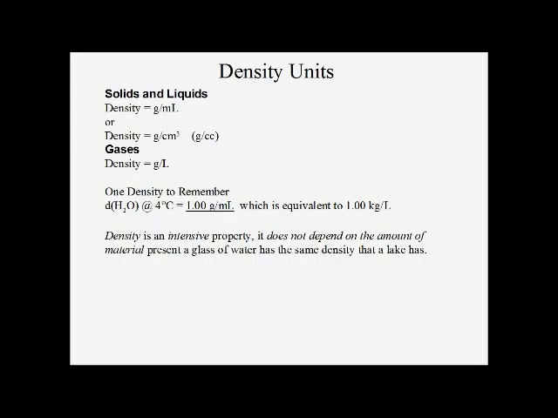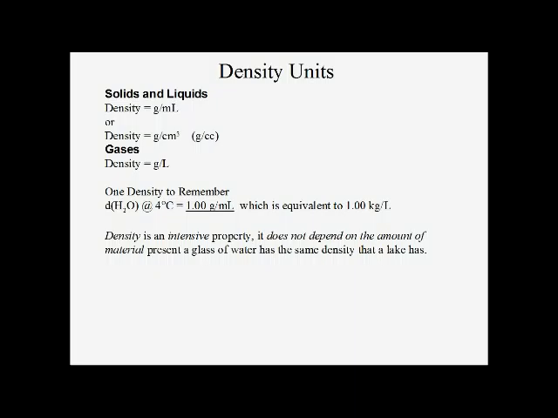This 1 gram per milliliter is also equivalent to kilograms per liter. So grams per milliliter always scales directly to kilograms per liter with the same numerical value. So the density of water is 1 gram per milliliter. It's also 1 kilogram per liter. Now we generally don't worry much about this 4 degrees Celsius.